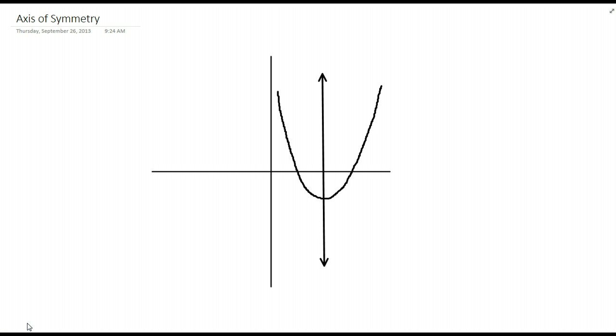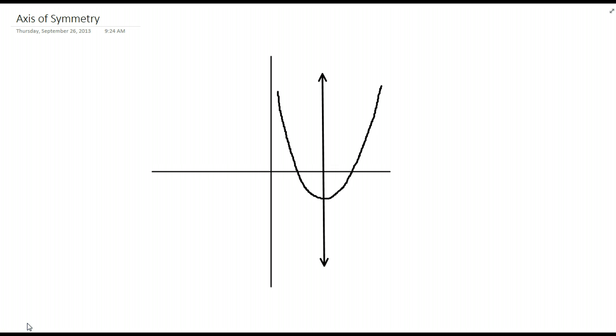The axis of symmetry is a line that divides the parabola into two halves that are reflections of each other. So that means you could take a parabola, fold it in half, and each side would match. All right, so that makes it symmetric. It's symmetric about the line of symmetry.